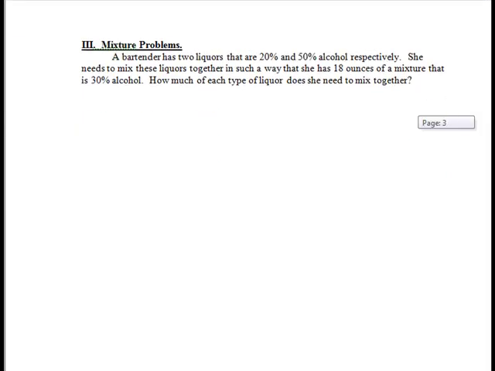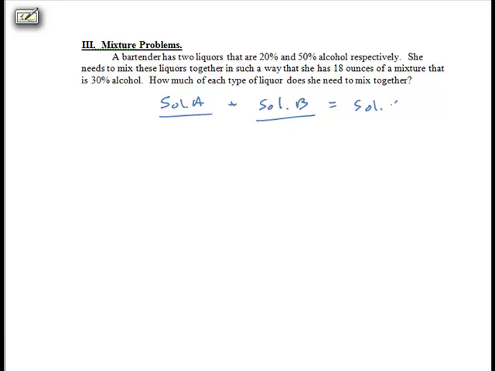Next type of application problem is a mixture problem. Overall concept here, two things are being mixed together, and if you mix two things together, it's going to form something new. So the two things being mixed together we'll call solution A and solution B. If we're mixing them together, of course that's addition, it's going to form something new we'll call solution C.